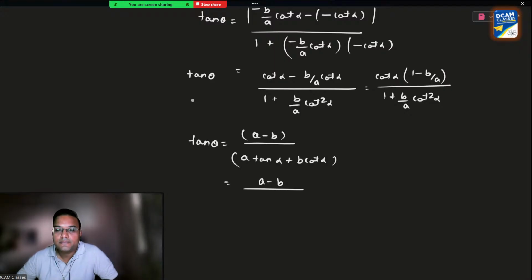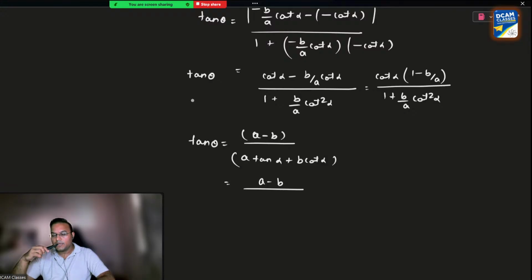Sir, one thing we can do is take theta as alpha because it's the maximum value. Why? No, you cannot. How will you get the maximum value? No, Archie, you cannot. We have to analyze this situation, when this tan theta should become maximum.